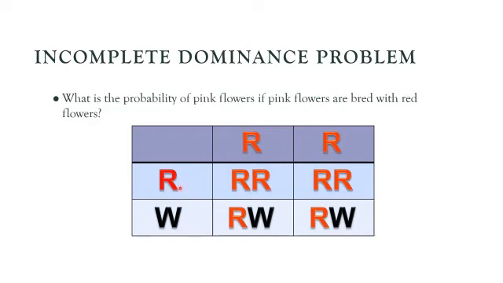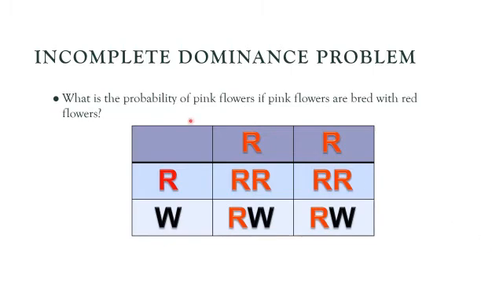So this one is RR, this one is RR, this one is RW, and this one is RW. Since they are both R, what will be the phenotype of this genotype? That's red. How about this one? This is both R. Still red. How about this one? This is RW. What's the phenotype of this genotype? Okay, very good. That's pink, since we are in incomplete dominance. How about this one? Still pink.